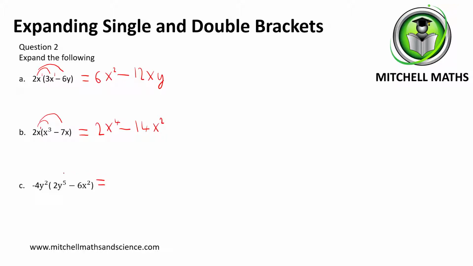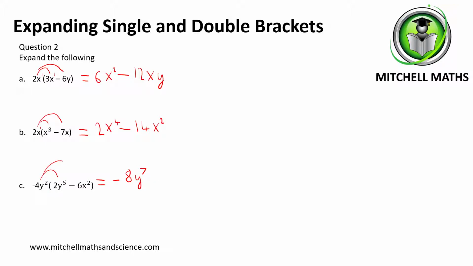And finally, minus 4y squared times 2y to the power of 5, where it's going to be negative because it's a negative times a positive. 4 times 2 is 8. And y squared times y to the power of 5, well, if we add the powers, 5 plus 2 is 7. Therefore, we've got y to the power of 7.